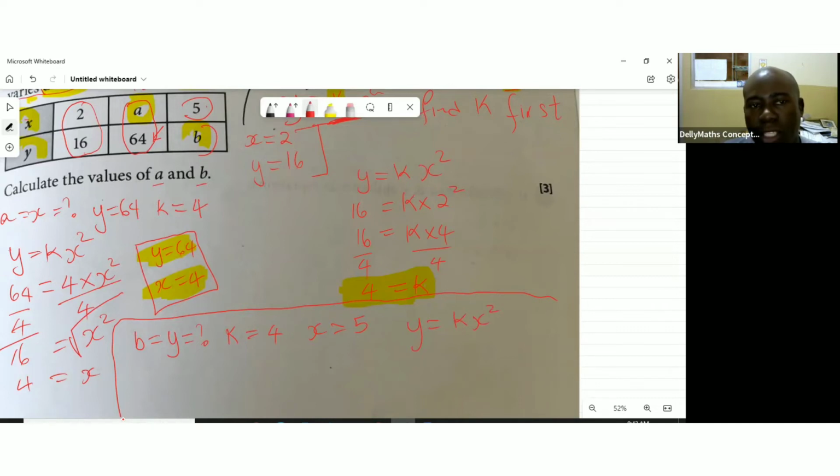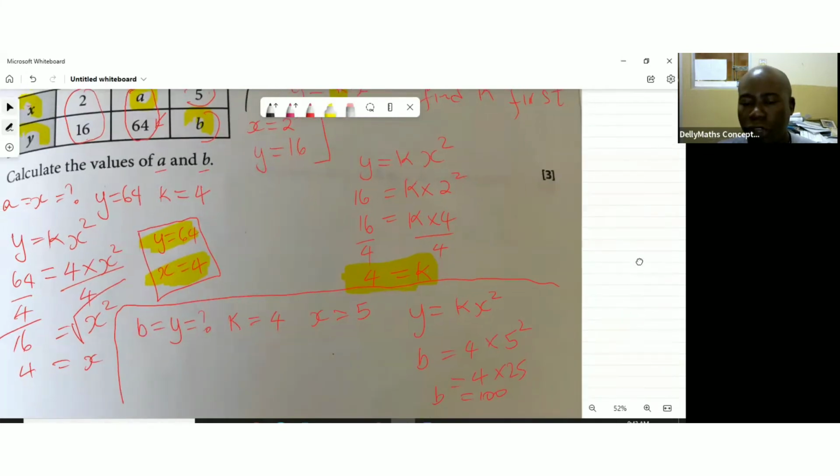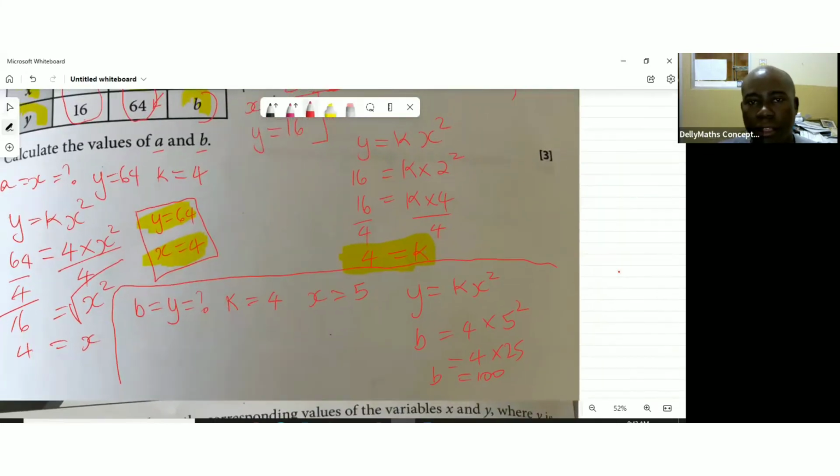Y, which is B, is equal to k, which is 4, times x squared, which is 5 squared. So we're talking about 4 times 25, and B is 100 right there. So B is 100. So we're seeing here that when x is 5, we get B to be 100.